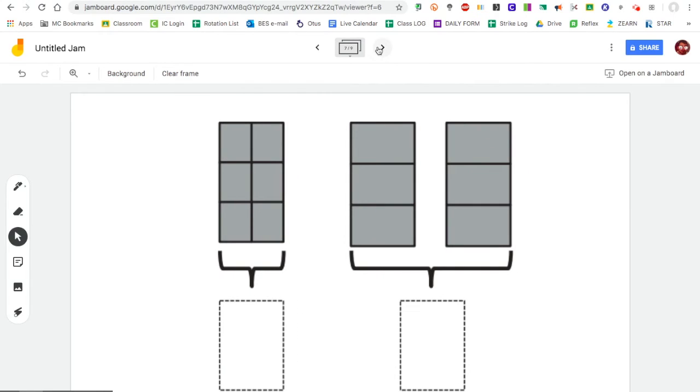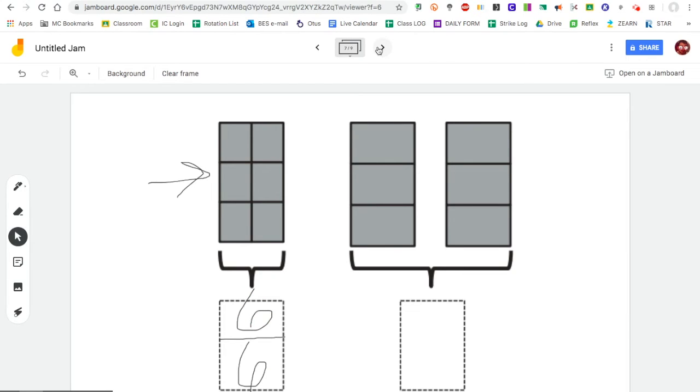Now, we're going to look at the one on the left first. There's just one whole. And what is this whole that I'm drawing an arrow to cut into? How many pieces? It is cut into 6 pieces, which is going to be the denominator. And then how many pieces are gray? Well, 6. 6 over 6.